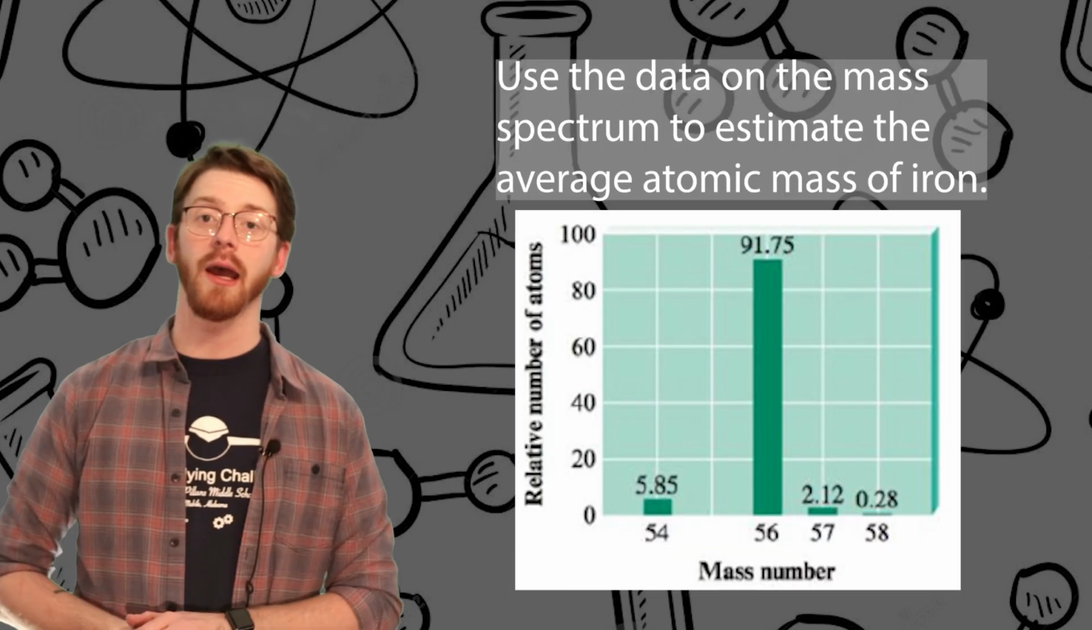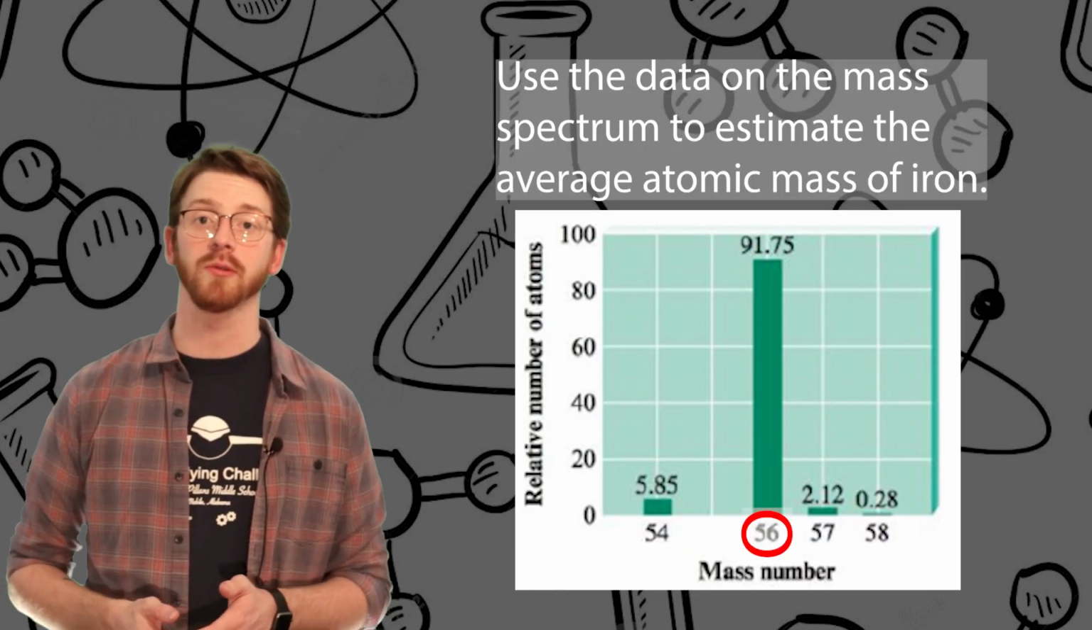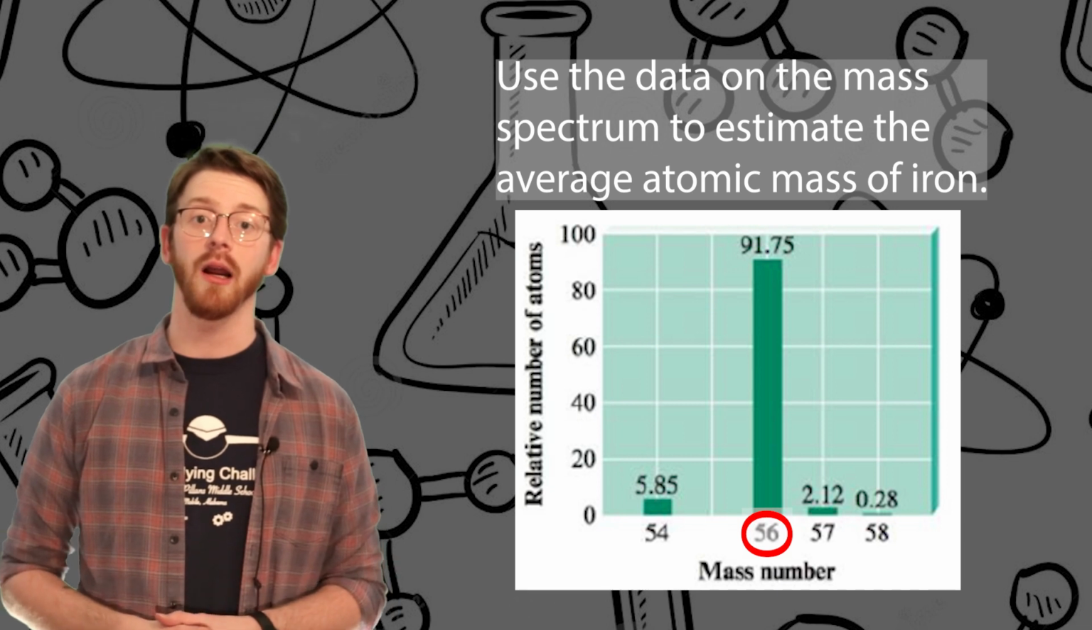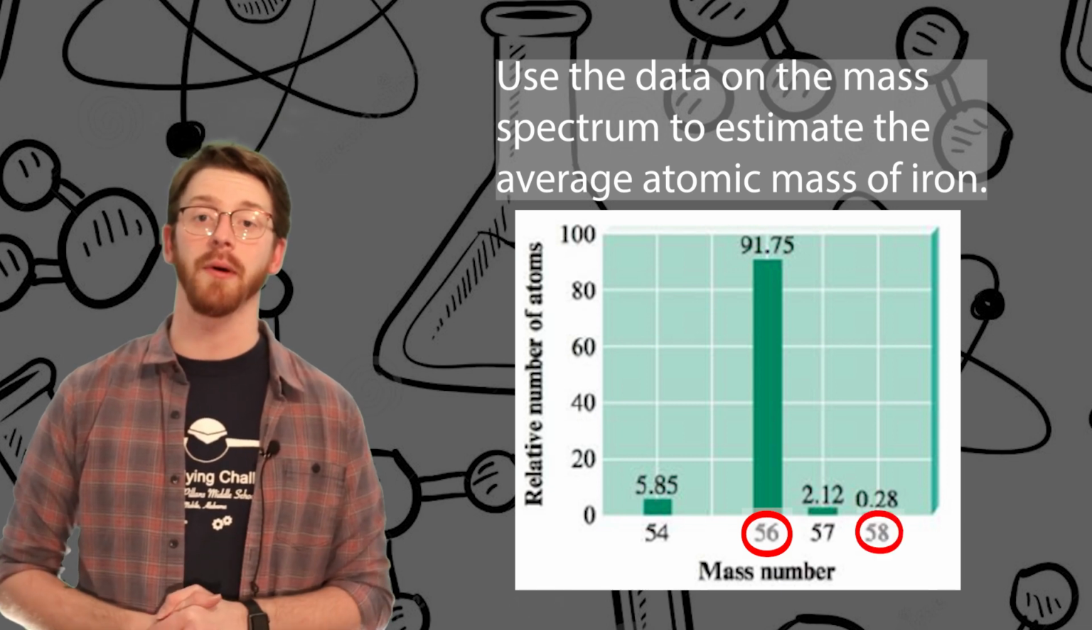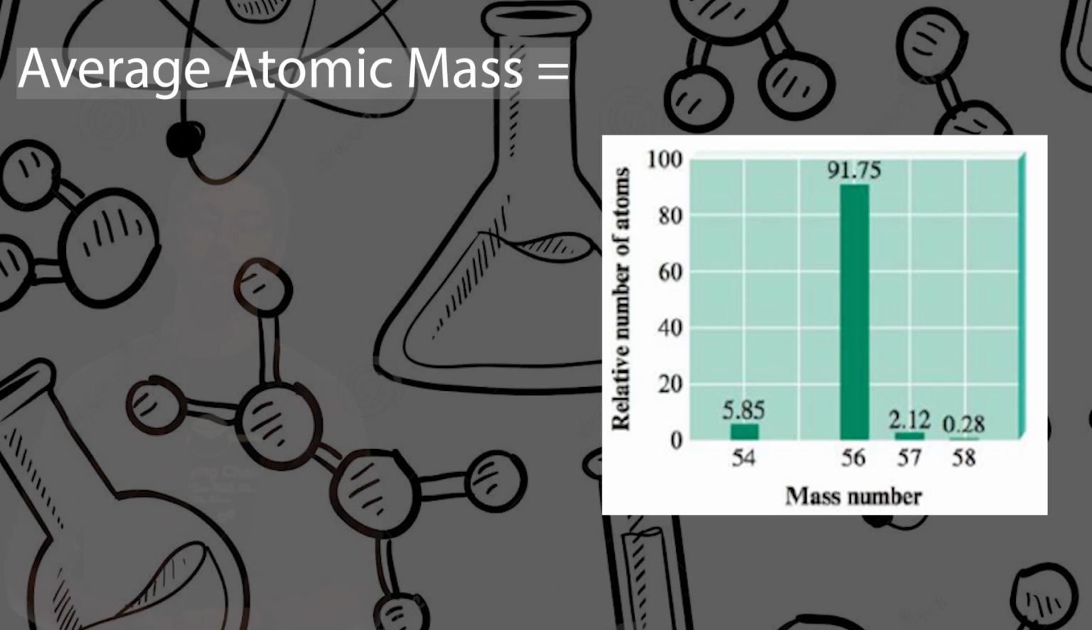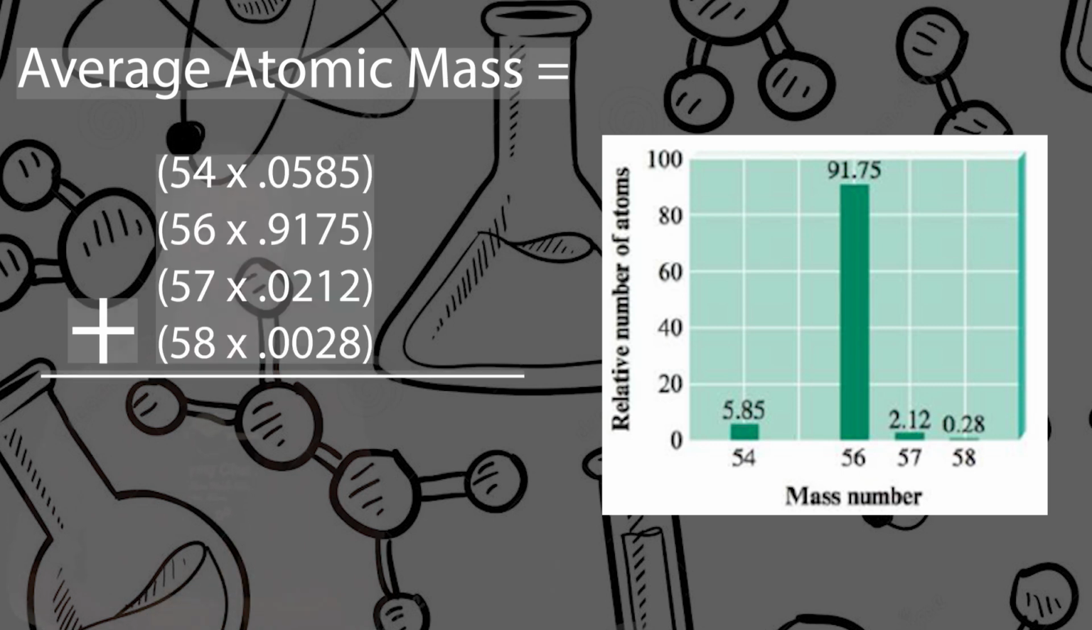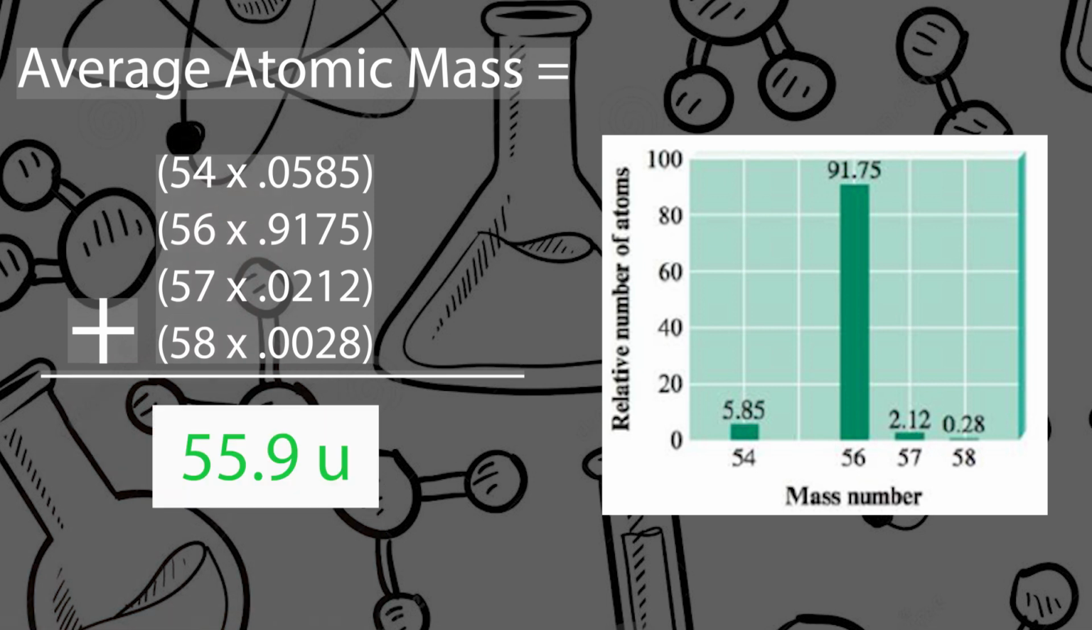We can see from the graph that iron-56 is the most common isotope. Iron-58 is the least common isotope found for iron. We can determine the average atomic mass for iron by taking each mass number, multiplying it by its percentage, and then adding all of our values together. When we do this, our answer comes to be somewhere around 55.9 atomic mass units.